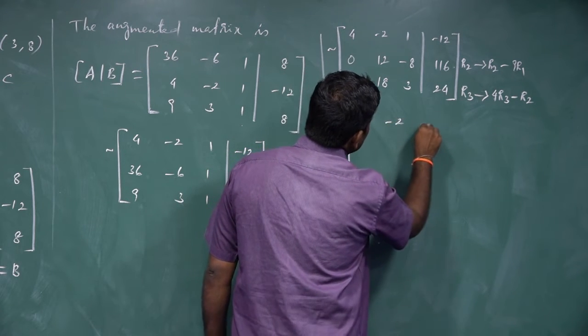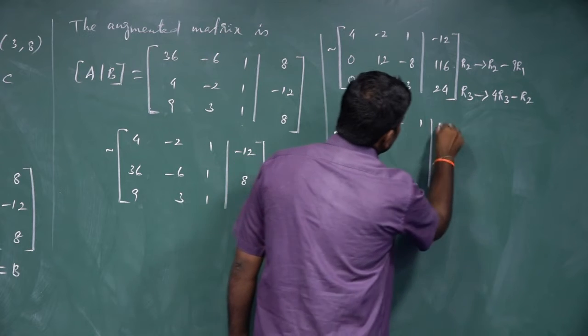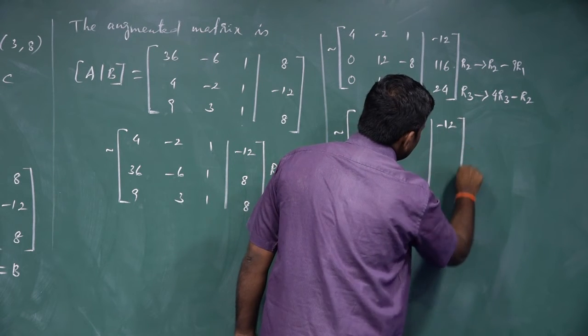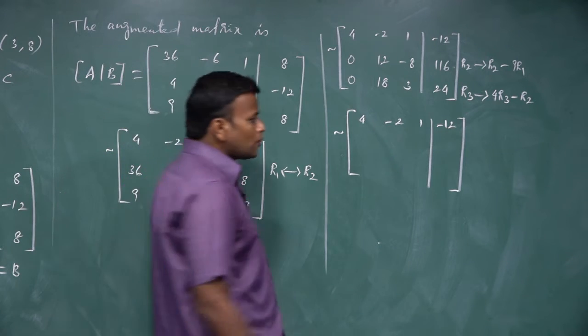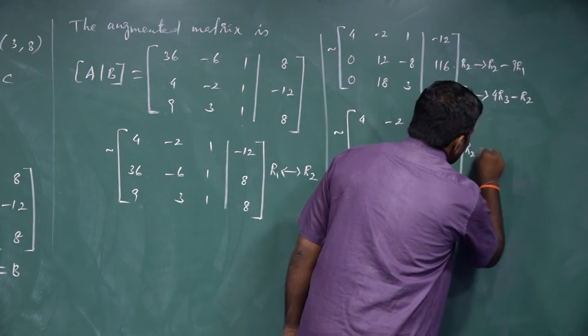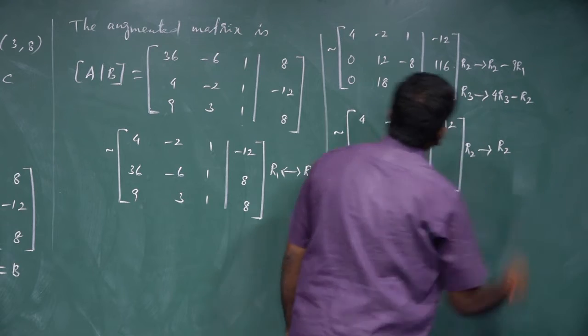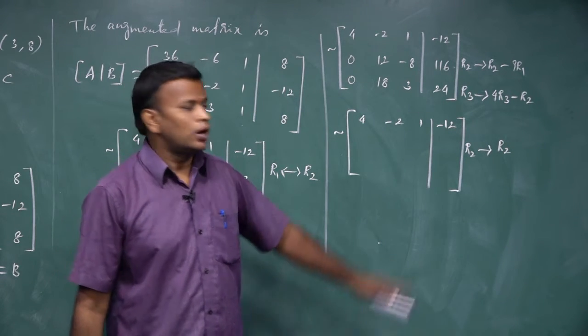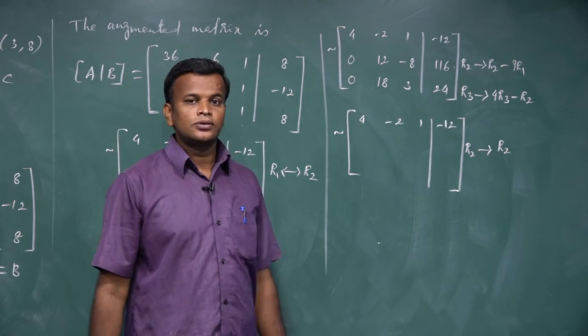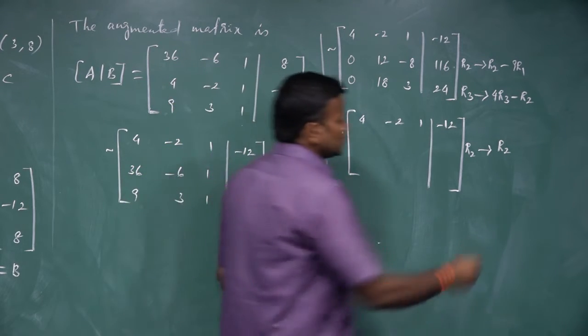4, minus 2, 1, minus 12. Don't change the first row. I write the second row as R2 by plus 4 or minus 4. Only one number contains a minus, so it's divided by 4, 1.